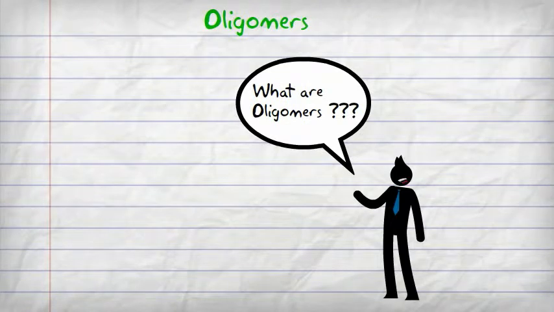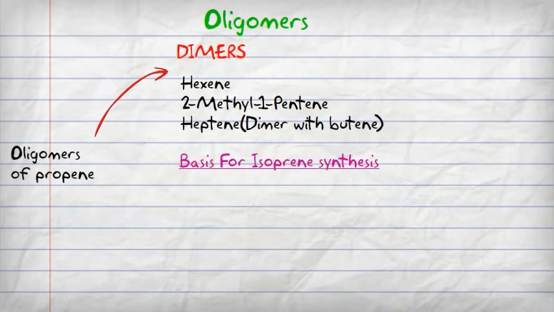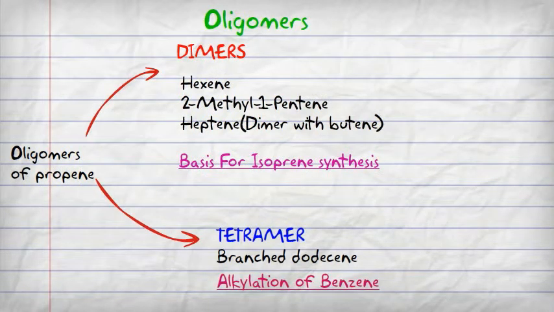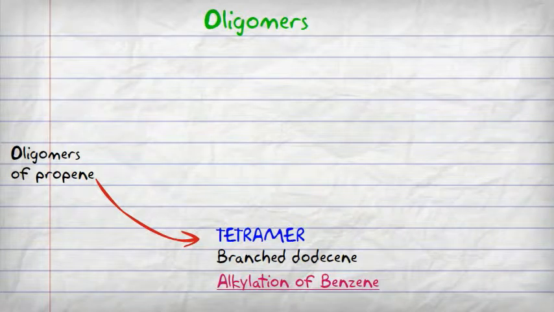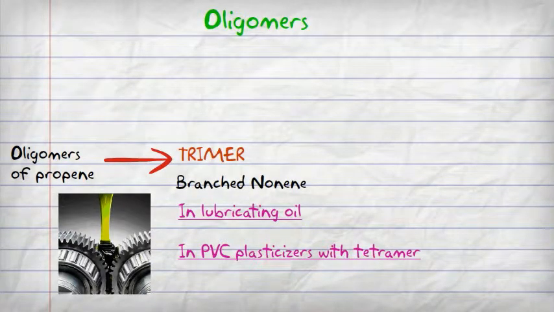What are oligomers? They are molecular complexes of monomers. They are classified as dimers like hexene and heptene, 2-methyl-1-pentene, tetramers like dodecene, and trimers like nonene.